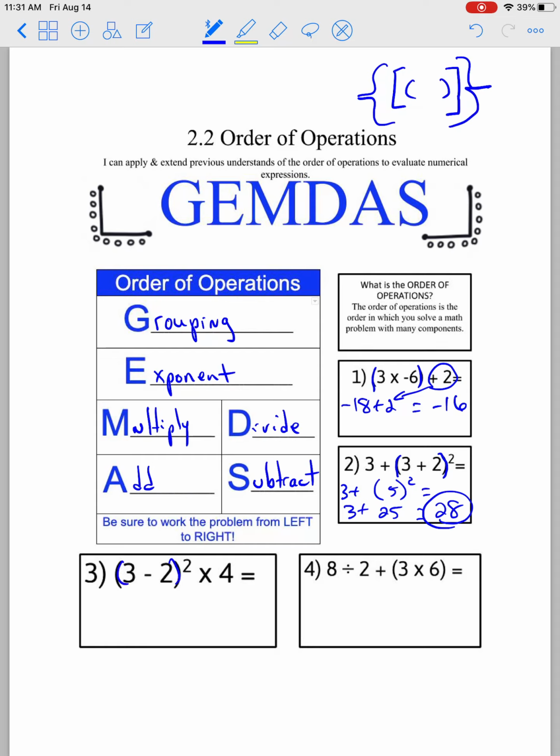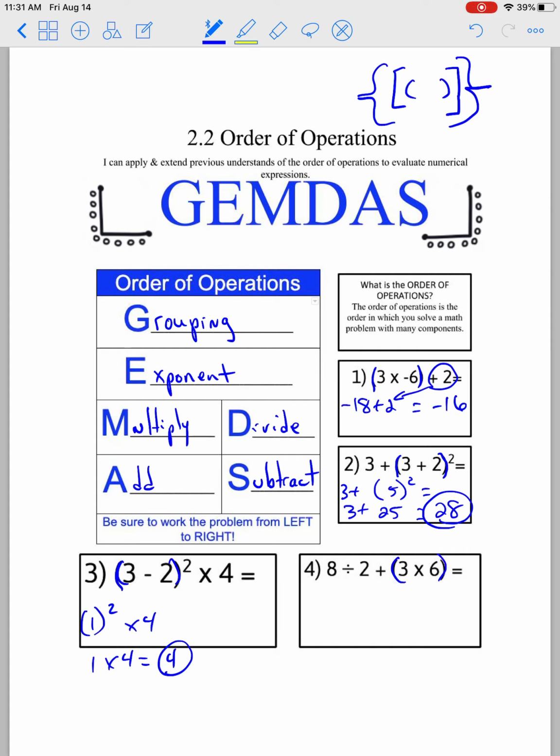All right, number 3. I've got grouping. I've got exponent, but I've got to do the grouping first. 3 times 2 is 1. 1 squared is 1 times 1, or 1 squared is 1 times 4 equals 4, right?